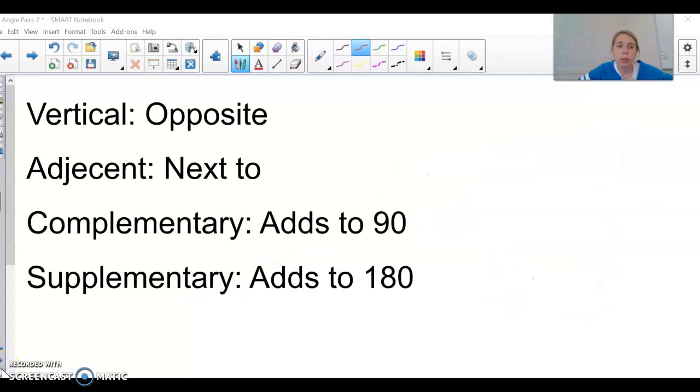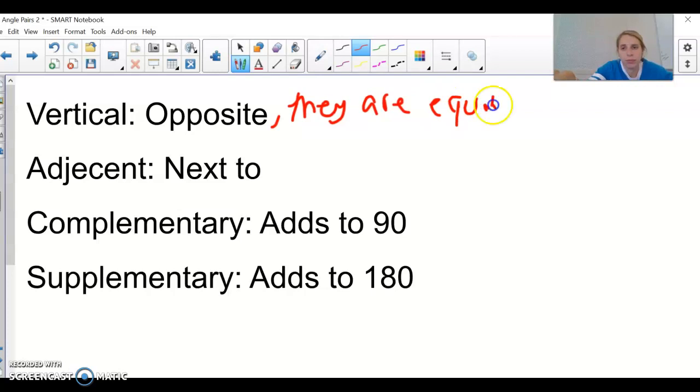Here's just a quick little recap. Vertical are opposite angles, which I'm also going to add that they are equal. Adjacent is next to, and complementary has to add to 90, and supplementary has to add to 180.